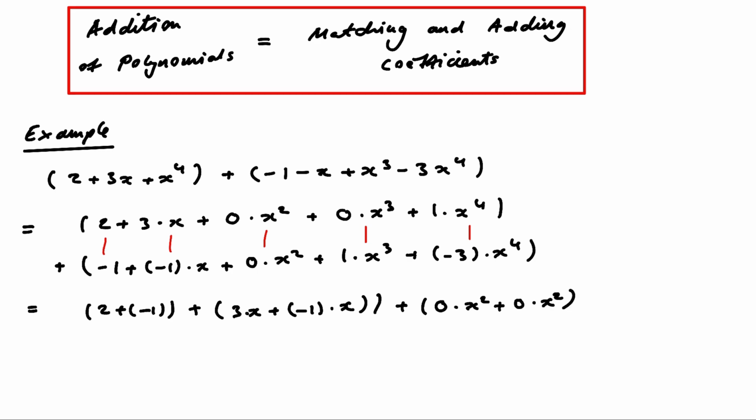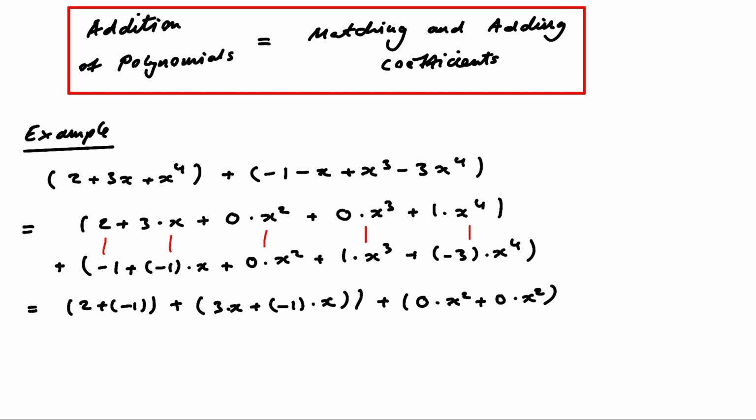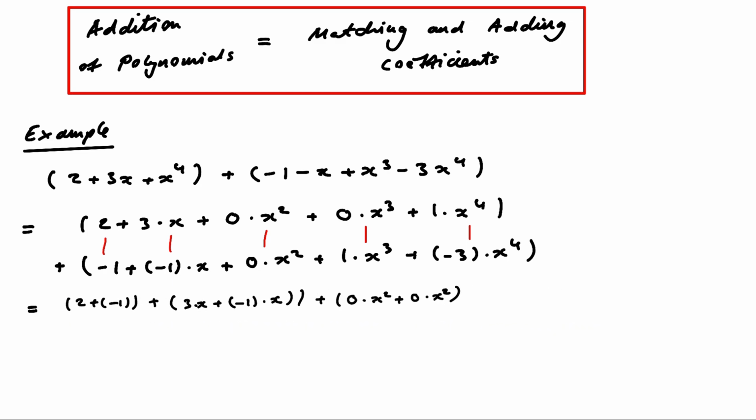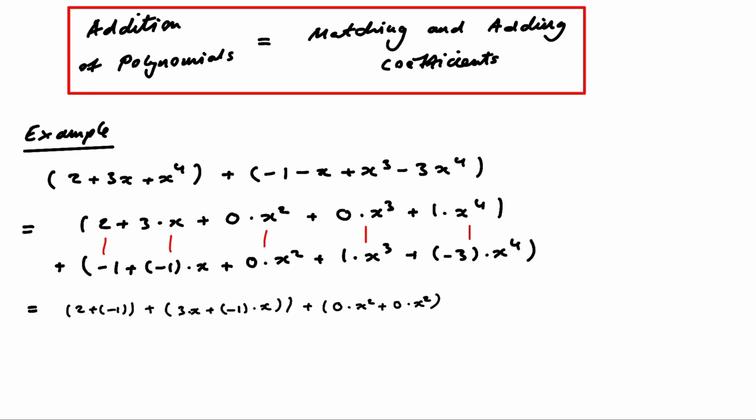So I'm just bunching this together. Then plus, so I think I'm going to shrink this down so it's all in one line. So give me a moment. I'm going to make this a little bit smaller. Then plus, what's it going to be? Plus 0 times x cubed plus 1 times x cubed. And then finally 1 times x to the 4 plus minus 3 times x to the 4.